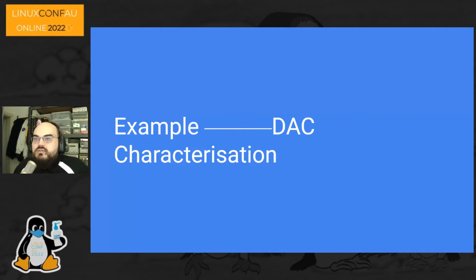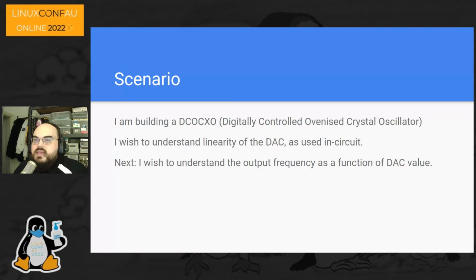So my project was characterizing a DAC. As I mentioned, I'm building a digitally controlled ovenized crystal oscillator. And for the digitally controlled part, there's a DAC that does that digital control. I want to understand what the linearity is of that DAC as it is actually used in circuit. I then want to understand how that affects the output frequency. And unfortunately, I didn't get to that, and we'll maybe talk about that if we do have a few minutes.